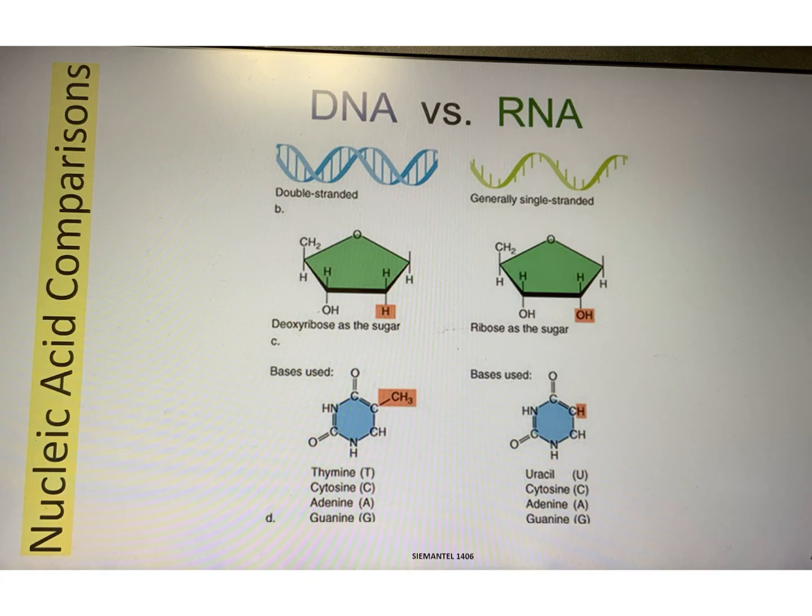So this slide does a great job of comparing the two types of nucleic acids, specifically DNA and RNA, on some general structure type things. So the first is that DNA is double-stranded. We normally refer to it as a double helix, whereas RNA is generally just a single-stranded molecule, so just one strand, whereas DNA has two.